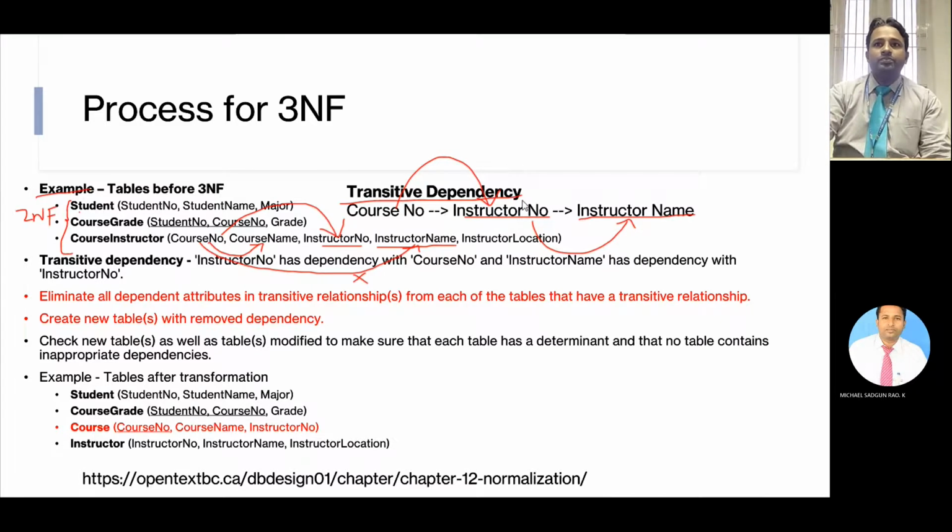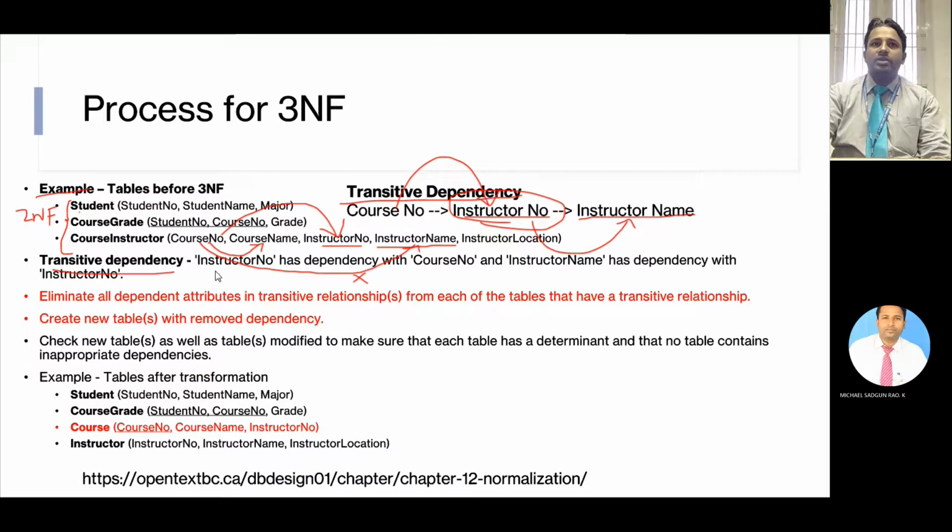So what do we have to do? You remove this non-key attribute, which is depending upon another non-key attribute. You take it off, and also the determinant; both you take out and make it a new table or a new relation.